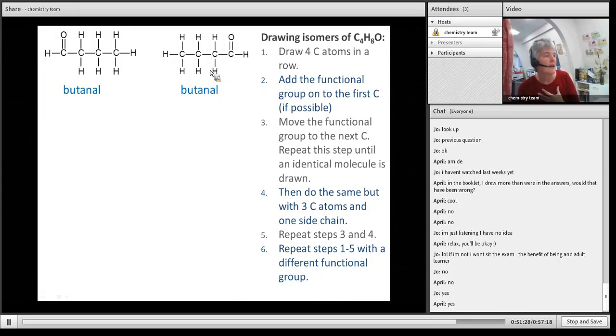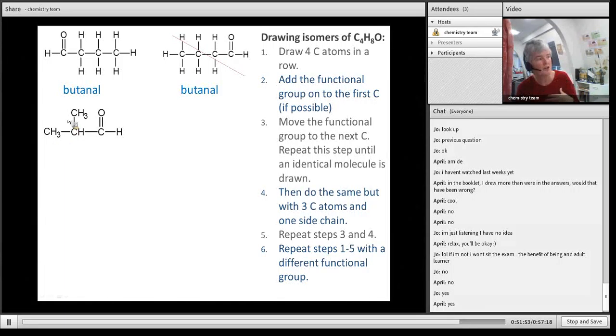Now, I can't move the aldehyde anywhere along, but I could draw isomers of this by shortening the chain. Do the same but with 3 carbon atoms and 1 side chain. So can you see I've got now 1, 2, 3, and I've taken the 4th carbon and put it on the 2nd. So that is 2-methylpropanal, because I've only got 3 carbons in a row and a side chain. Could I put this methyl group on the end carbon and make a different isomer?